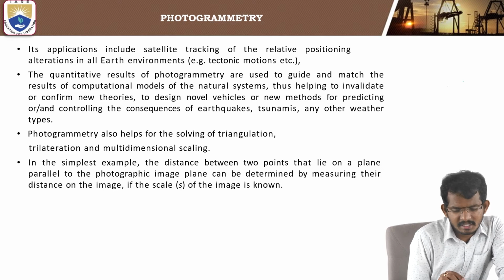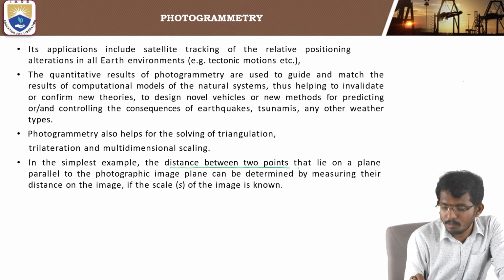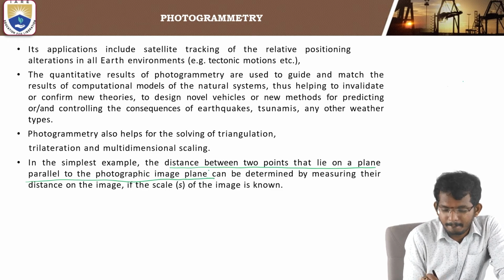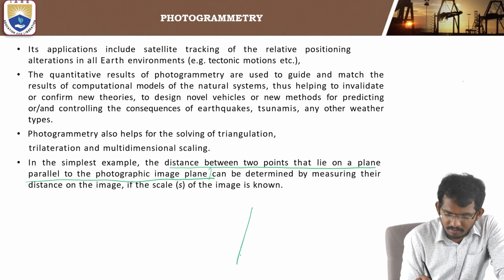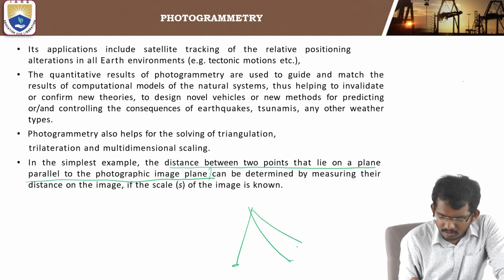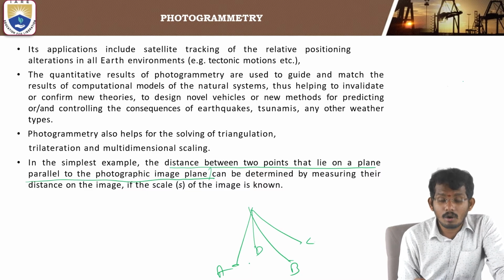So I'll explain it like this. In the simplest example, the distance between two points that lie on a plane parallel to the photographic image plane can be determined. Suppose this is a tower, it may be any cell phone tower, anything. I have a tower like this, and I want to find the distance from A to B, B to C, and C to D on the ground.